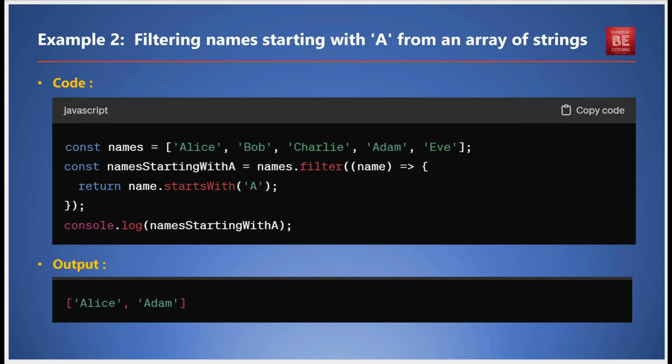Output. But what if you want to filter strings? Say you have an array of names and you want to select only those that start with A. The filter method can handle that too.